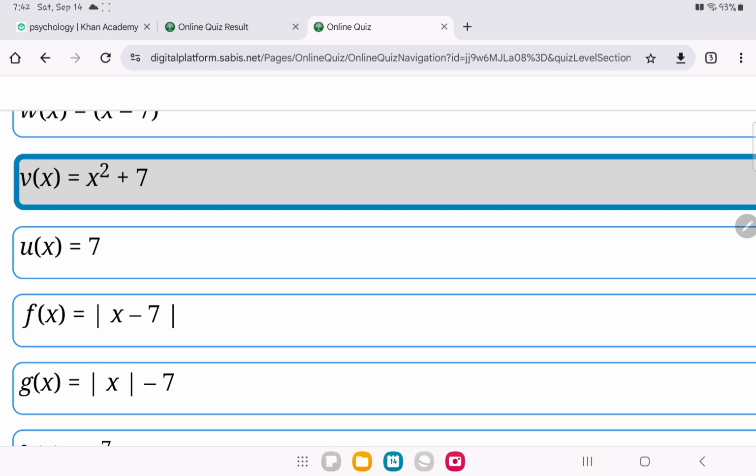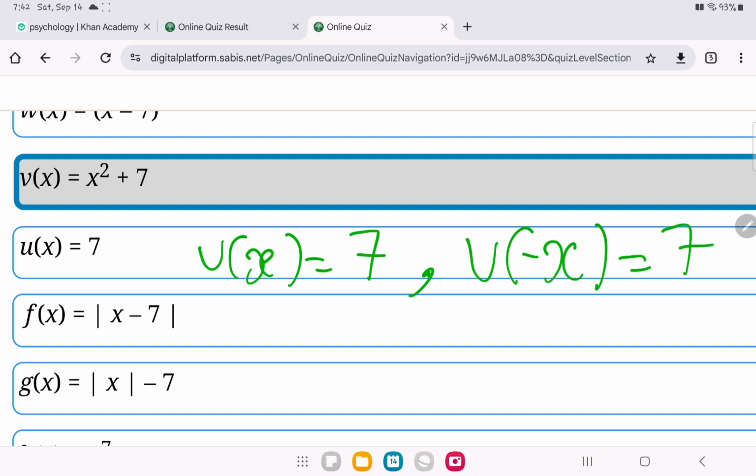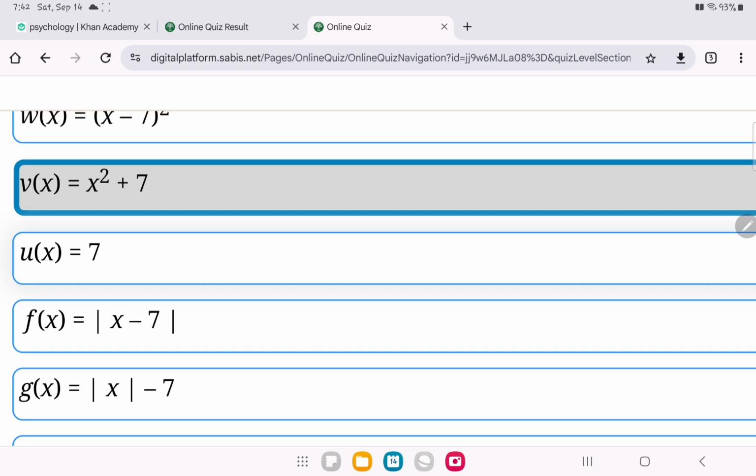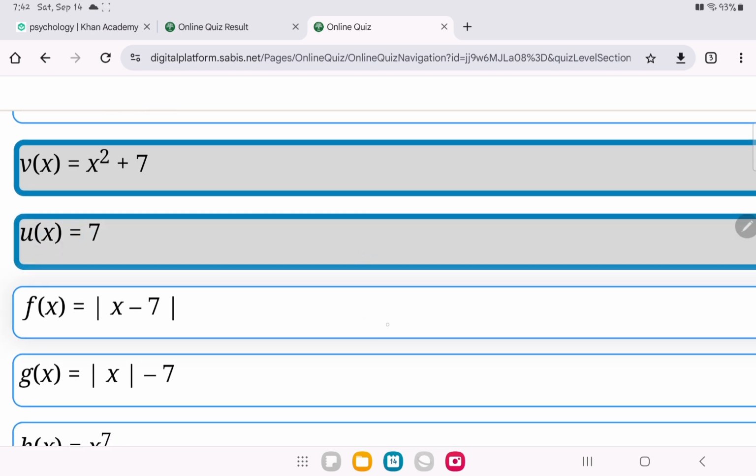Here, there's nothing to replace, so u(x) equals 7, but if you put minus x instead, so u(-x) is also equal to 7, so that means they are the same, then this is an even function.